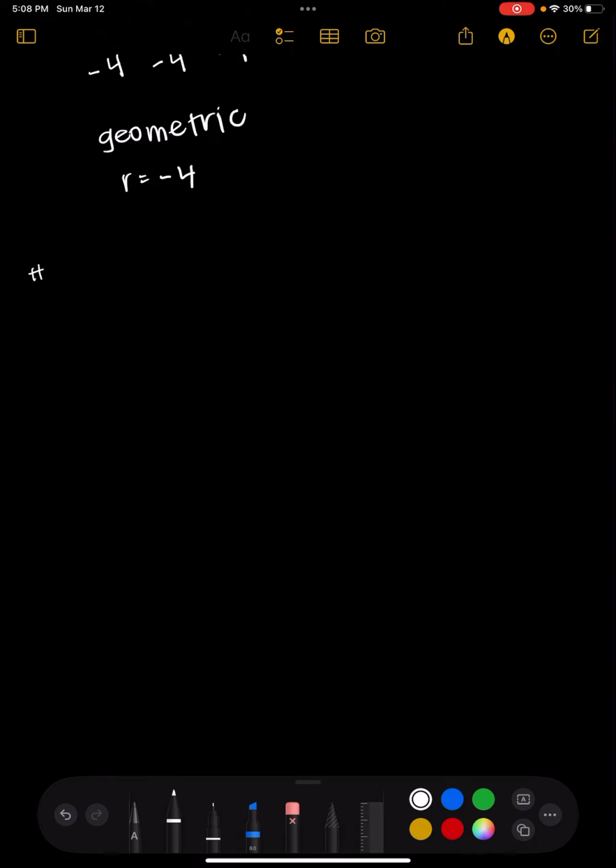Now let's talk about how to find specific terms. To find specific terms, once again, there are 2 different ways that we can do this. The first way is potentially we could just continue the pattern on until we find the specific term that we're looking for, or we can use the formula. Now, I didn't write the formula down at the beginning, but I'm going to write it down here. It's a sub n is equal to a sub 1 times r to the power of n minus 1.